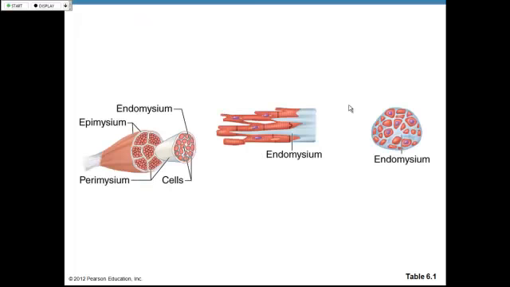So here is what the entire biceps muscle would look like, and we've made a cross section through it. The end of this muscle is going to form a tendon. It's actually the covering. There are three different connective tissue coverings in muscles.